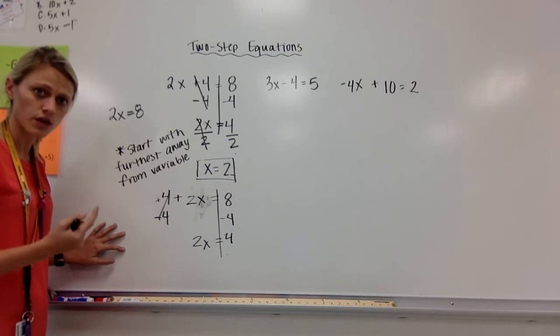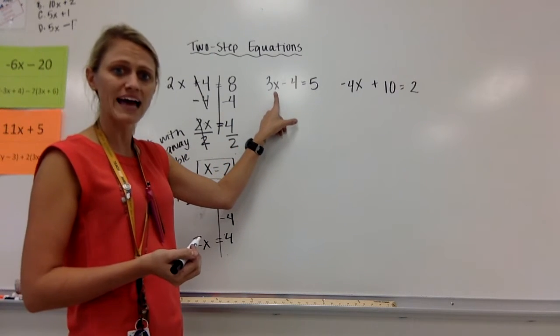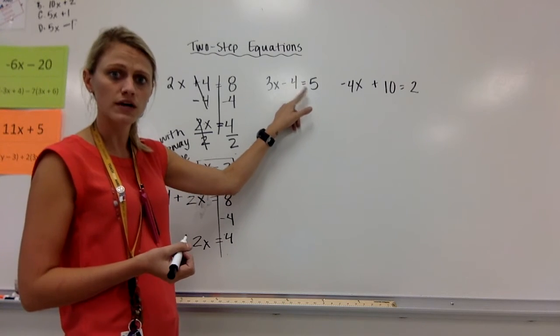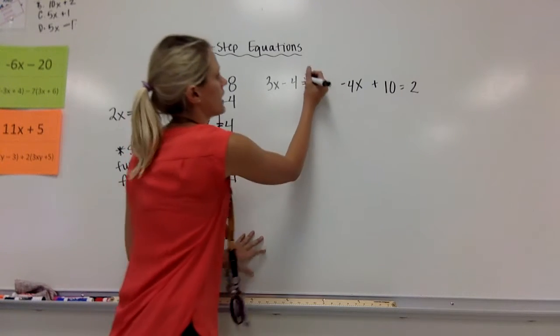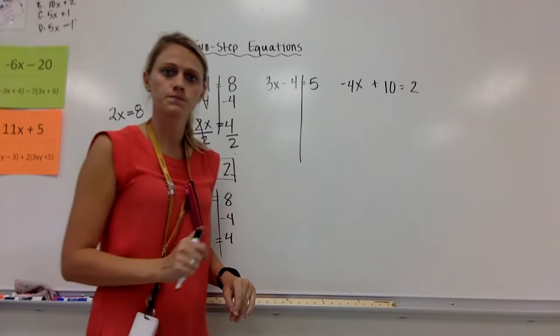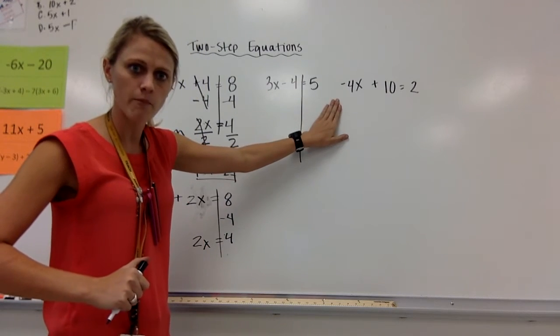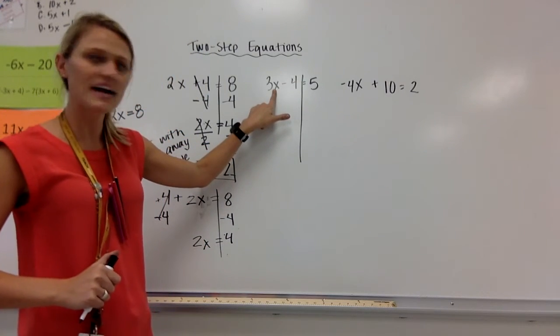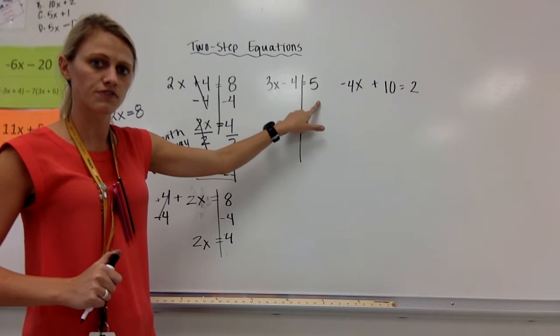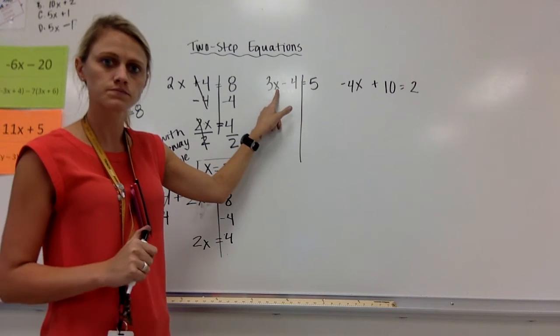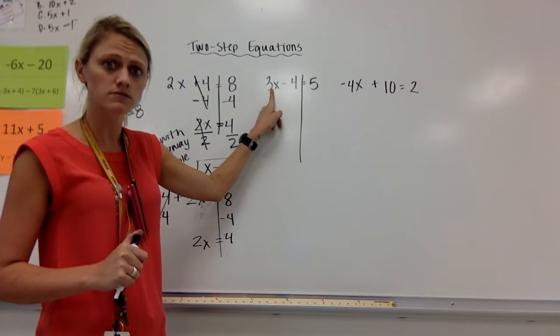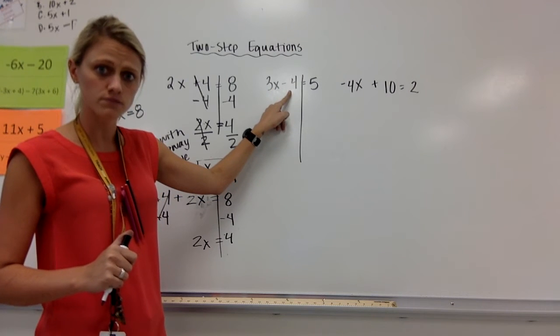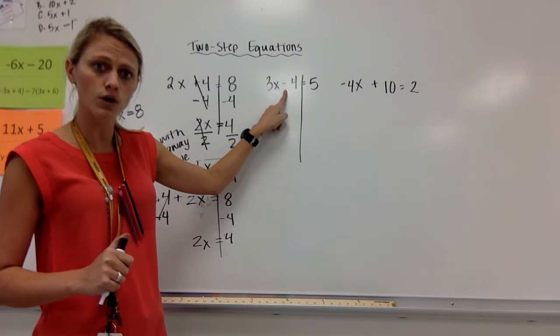Okay, we're going to do another example. 3x minus 4 equals 5. Okay, let me go ahead and split it. So I have my left side and my right side. This time I've got 3x minus 4 equal to 5. Here's my x. 3's right next to it. The 4 is way over here. Okay, so I'm going to start with this 4.